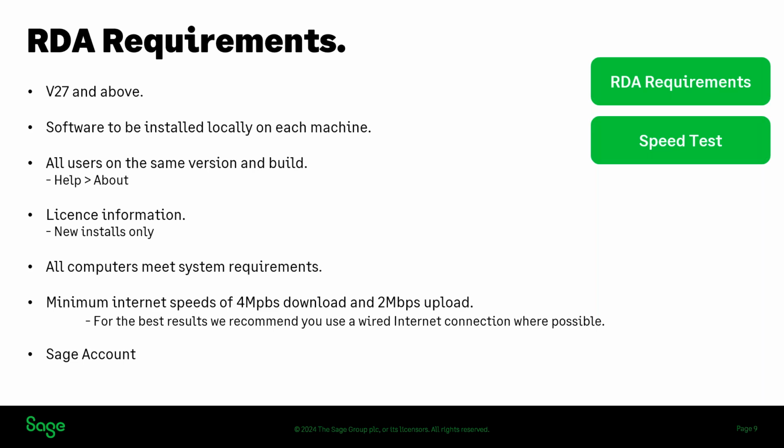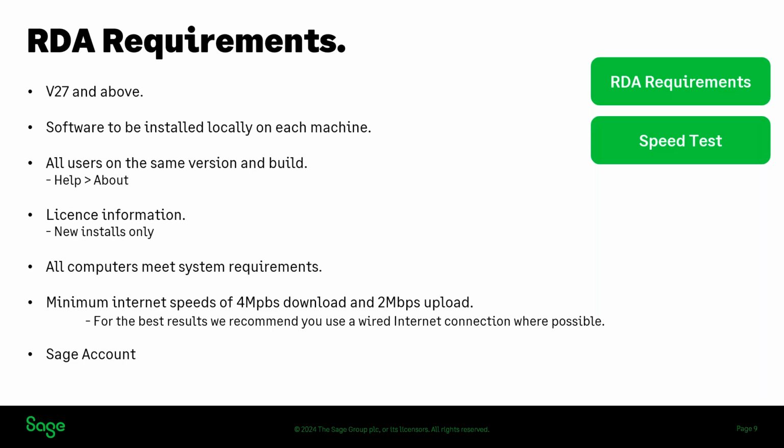All computers must meet the system requirements. You also need a minimum internet speed of 4 megabytes per second download and 2 megabytes per second upload. I realise that's the wrong way around. For the best results, we recommend you use a wired connection where possible. And lastly, you must have a Sage account linked or created to use remote data access.